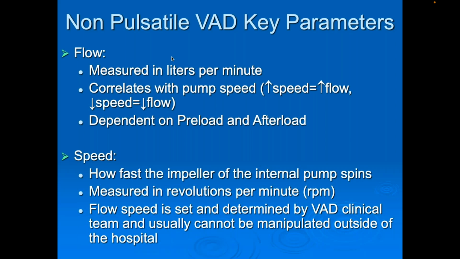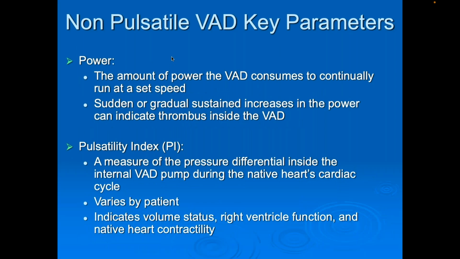Flow speed is set and determined by a ventricular assist device clinical team, and usually cannot be manipulated outside of the hospital. As far as the power goes, it is the amount of power the ventricular assist device consumes to continuously run at a set speed. Sudden or gradual sustained increases in the power can indicate a thrombus inside the ventricular assist device.